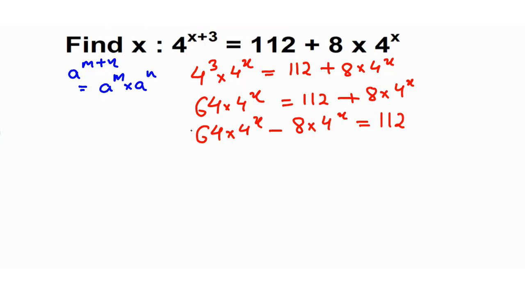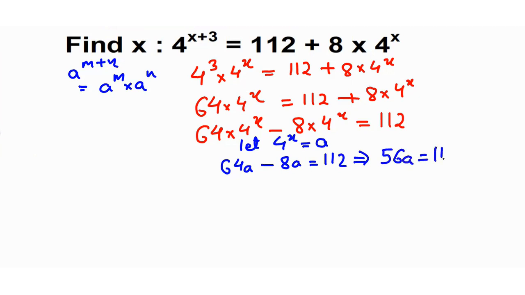But if you don't understand that logic, then we can let 4 to the power x be a. So this would be 64a minus 8a equals 112. That is going to give us 64 minus 8 is 56. So 56a equals 112. So we get the value of a as 112 divided by 56.